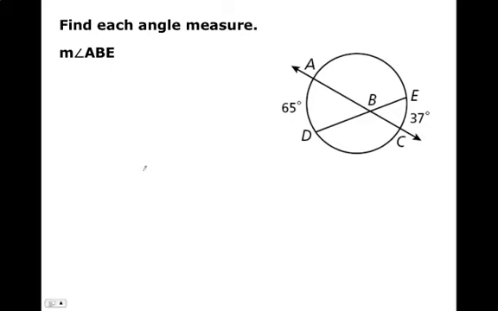Now I want you to look at this one and find the measure of angle ABE. Notice angle ABE is this angle here. We do not know its intercepted arc or the one across from it, but you can find this angle here and use that angle relationship. Remember, this one is due in class.